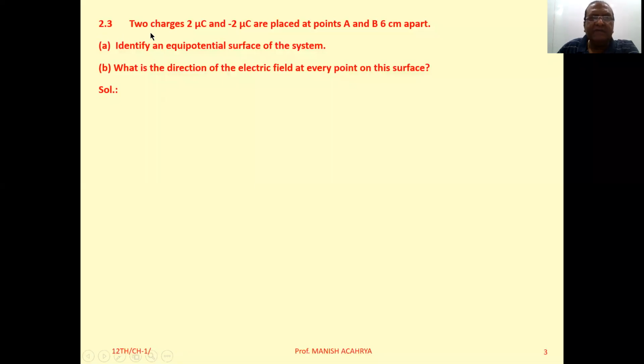Example 2.3. Two charges, 2 microcoulomb and minus 2 microcoulomb, are placed at points A and B 6 centimeter apart. A. Identify an equipotential surface of the system. B. What is the direction of electric field at every point on this particular surface? Now see, charge A is 2 microcoulomb, and B is minus 2 microcoulomb.